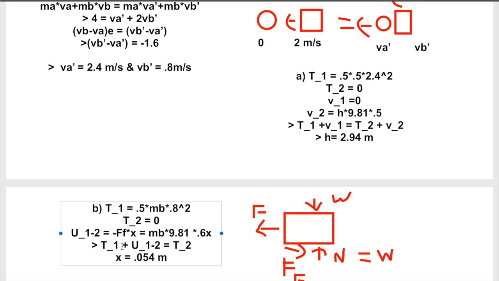Plugging it into our kinetic energy plus work equals kinetic energy 2 equation, and solving for x, we find that x equals 0.054 meters.